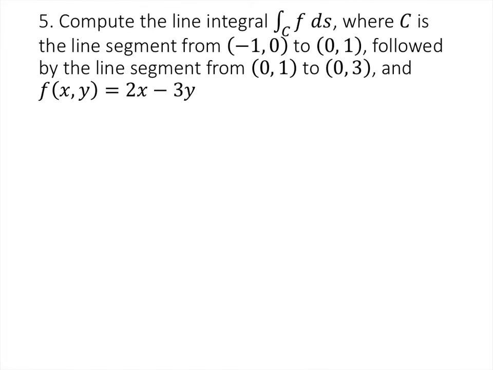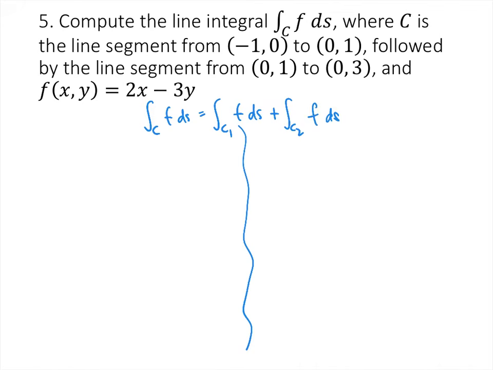Finally, we have one more line integral. This time our curve is split into two pieces, a line segment from (-1, 0) to (0, 1), and then another line segment from (0, 1) to (0, 3). So the way that we're going to do this is by realizing that our overall line integral of f ds is going to be the integral over the first half of that curve plus the integral over the second half of that curve. So we're going to do these two problems totally separately, and then our final answer is simply going to be the sum of the two answers that we get for those two curves.